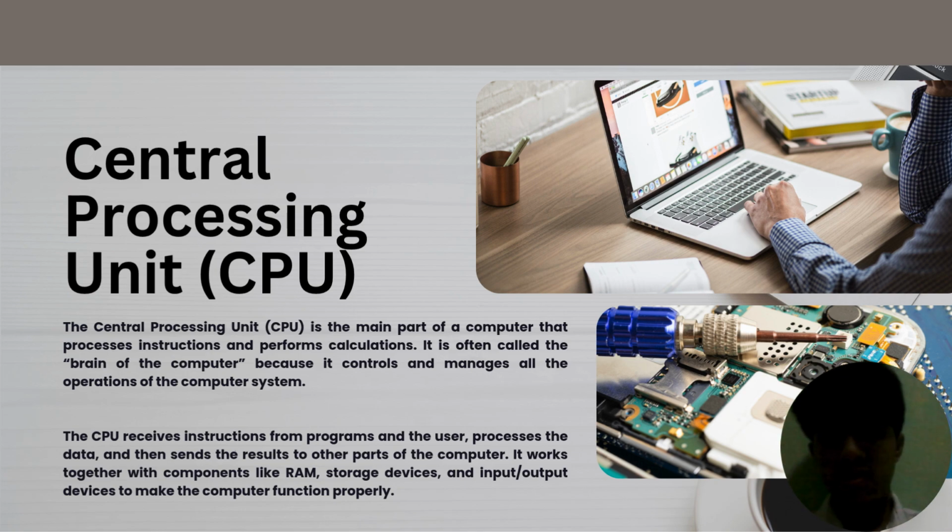Central Processing Unit (CPU). The Central Processing Unit (CPU) is the main part of the computer that processes instructions and performs calculations. It is often called the brain of the computer because it controls and manages all the operations in the computer system. The CPU receives instructions from the program and the user, processes the data, and then sends the result to other parts of the computer. It works together with components like RAM, storage devices, and input or output devices to make the computer function properly.